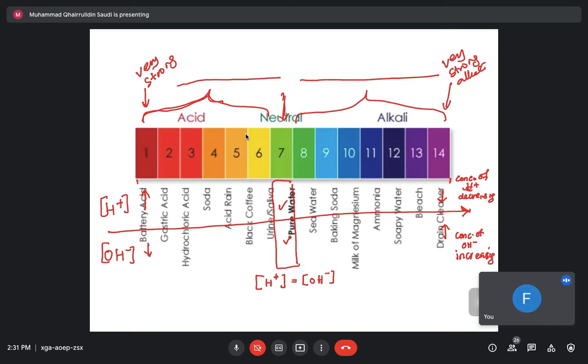Okay, so kalau hydrogen ions yang banyak daripada hydroxide ions, dia jadi acid. Okay, maksudnya H+ ni menguasai. Tapi kalau hydroxide ion lebih banyak daripada hydrogen ions, dia jadi alkali. Nampak tak? Boleh faham yang ni?